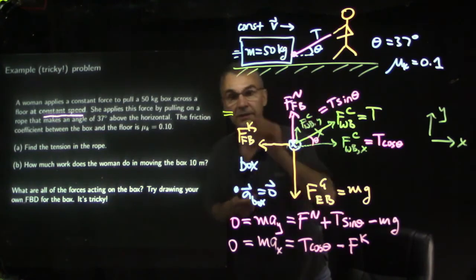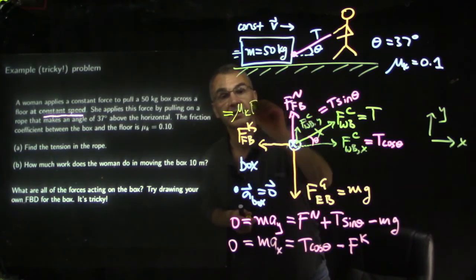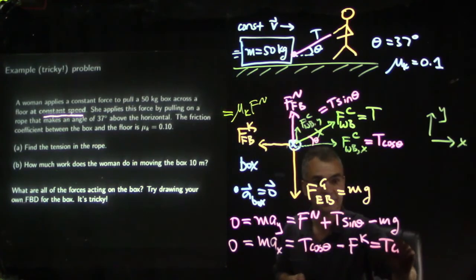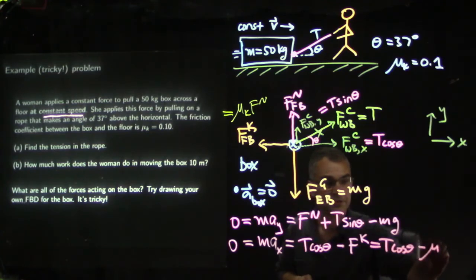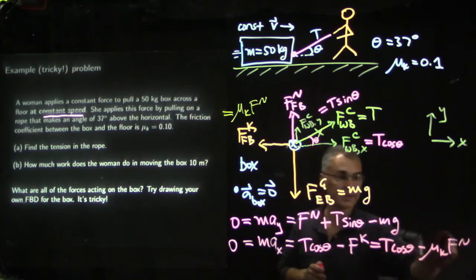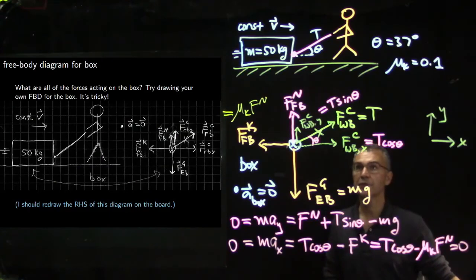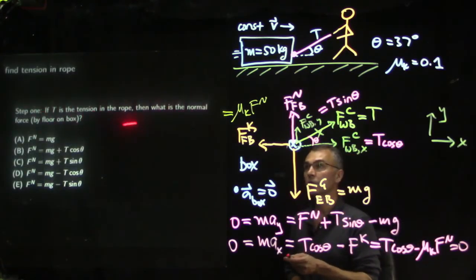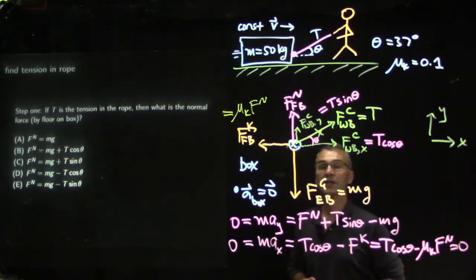So this should be mu kinetic times F normal, which equals T cosine theta minus mu kinetic F normal. Okay, so that equals 0. I think the free body diagram we just drew is the same as the one I drew in the distant past. If T is the tension in the rope, then what is the normal force by the floor on the box? Well, I think the normal force plus T sine theta has to equal mg.